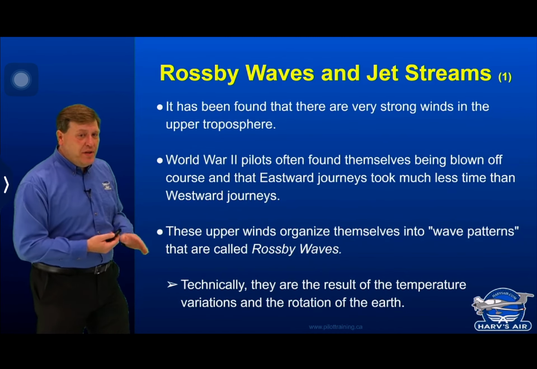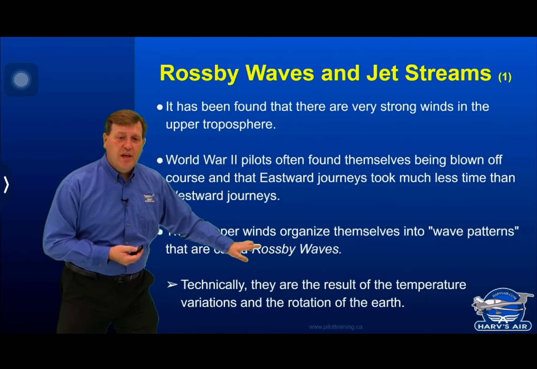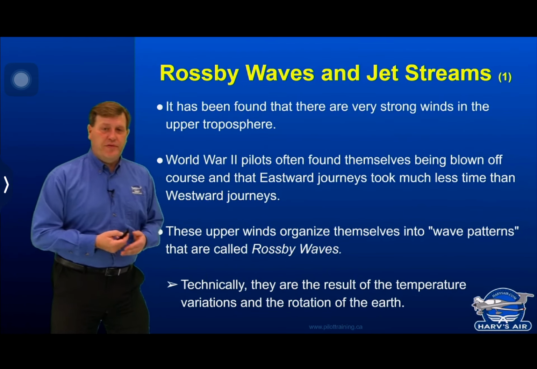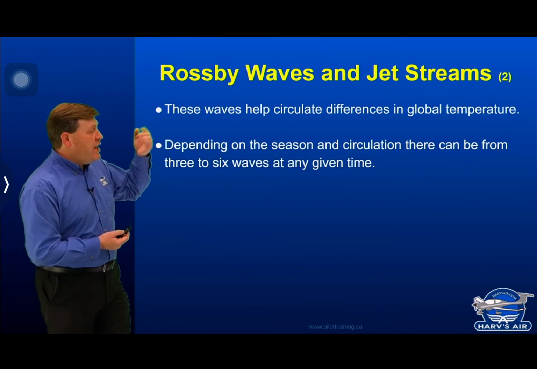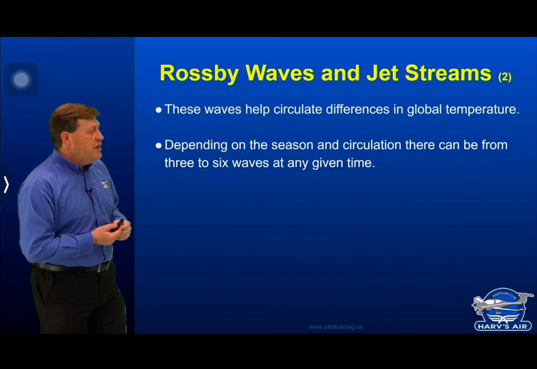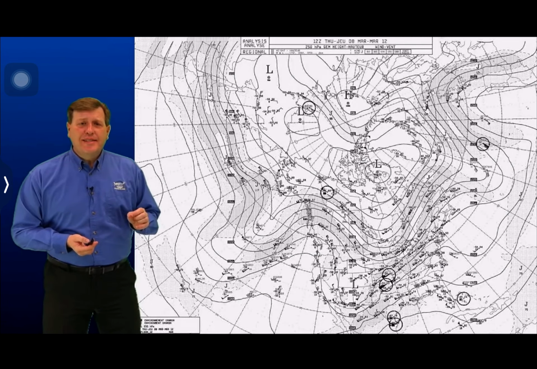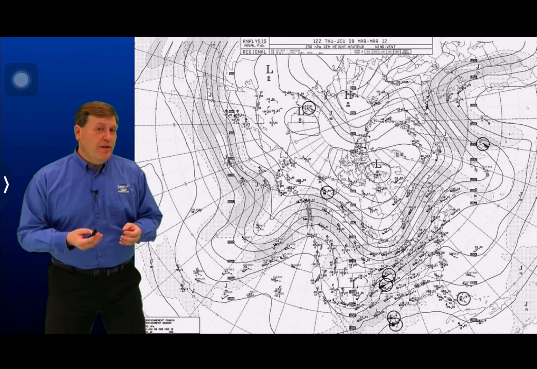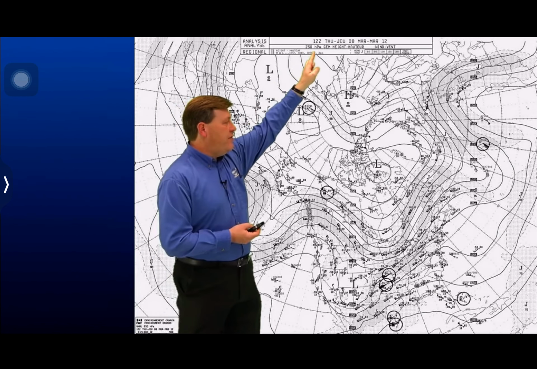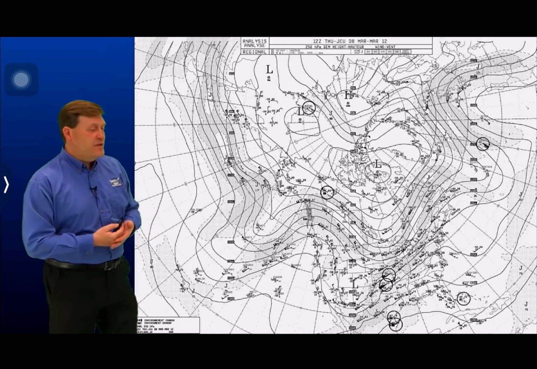Now, these winds will typically organize themselves into what we call wave patterns, technically referred to as Rossby waves. These are the result of temperature variations and the rotation of the Earth, the Coriolis forces we've seen. Now, these waves help circulate differences in global temperature. Depending on the season and the circulation, there can be from 3 to 6 of these waves at any given time. Now, to see these particular waves, it's usually best that you look at a very high altitude weather chart. You can see here that this is at the 250 hectopascal level. So this is getting very close to 40,000 feet in some situations.